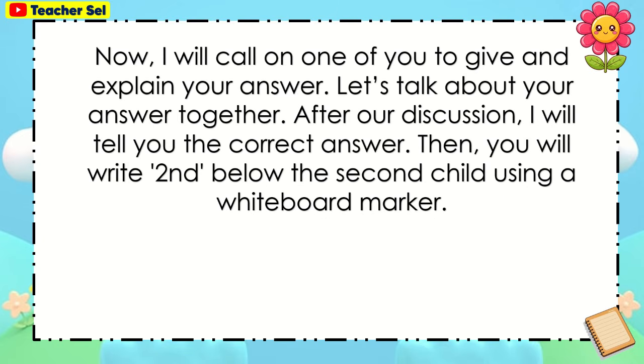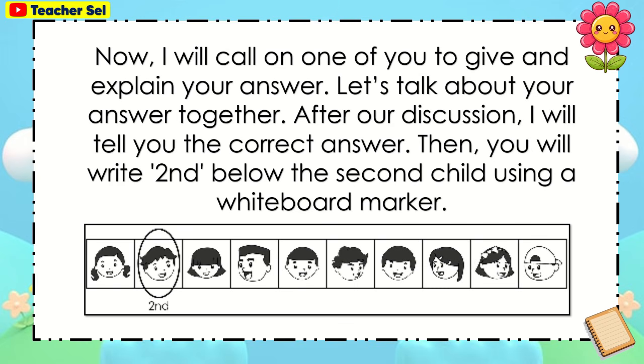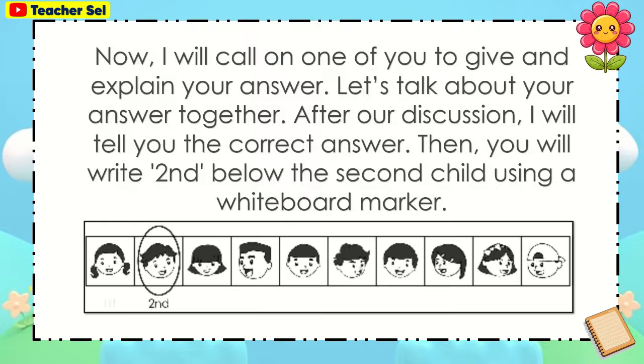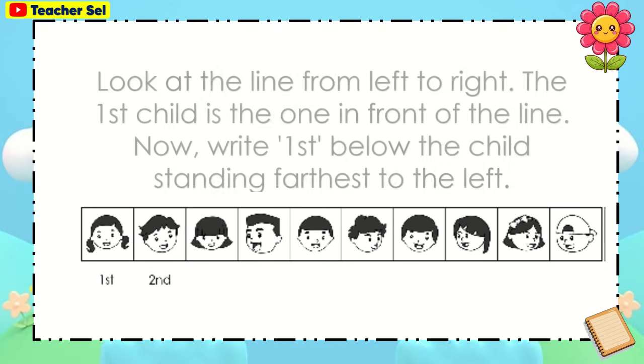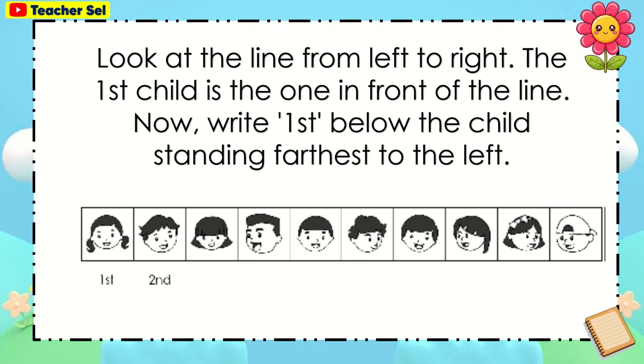Now, I will call on one of you to give and explain your answer. Let's talk about your answer together. After our discussion, I will tell you the correct answer. Then you will write second below the second child using a whiteboard marker. Look at the line from left to right. The first child is the one in front of the line. Now, write first below the child standing farthest to the left.